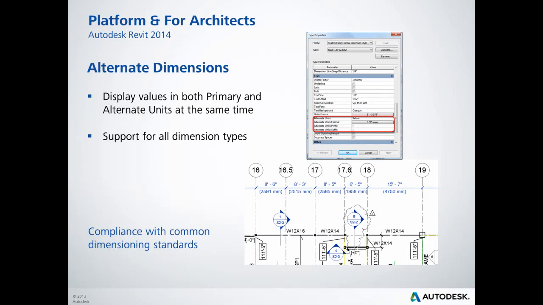You can now display alternate dimension units along with the primary units for all permanent and spot dimension types. This feature allows you to display imperial and metric values in drawings side by side. For example, if you define alternate units, you can place dimensions that automatically display primary units such as feet and fractional inches and alternate units such as millimeters. If you want to use alternate dimension units for a specific dimension type such as aligned, you must modify the type properties for the aligned dimension type. Now this gives you greater insight into the dimensions of the model and compliance with common dimensioning standards.